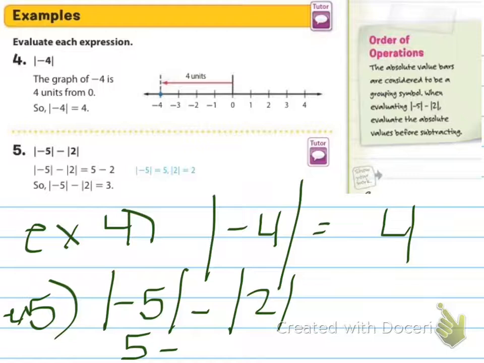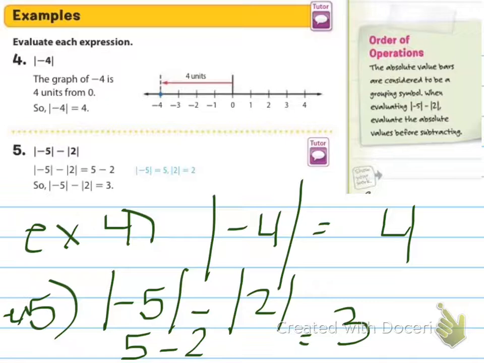The minus sign is its own, okay? It's in the middle there. It's not wrapped around that absolute value. It's all on its own. So I'm going to bring down the minus sign. Then the absolute value of 2 is 2. And so therefore the absolute value of -5 minus the absolute value of 2 is 3.